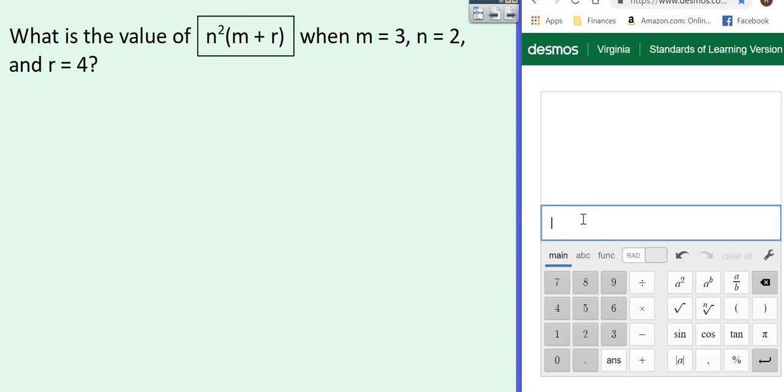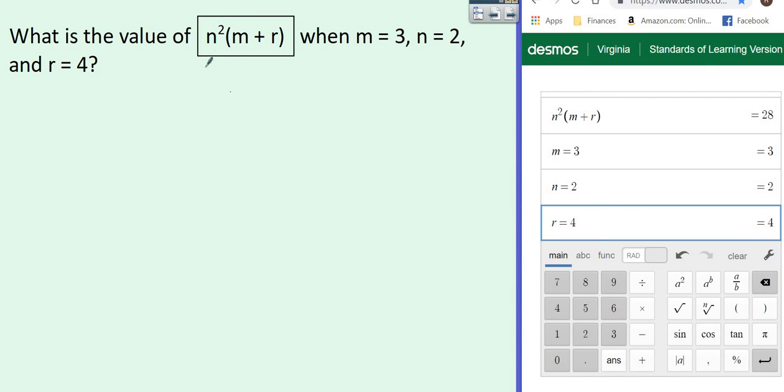So n squared, and then I'm going to open parentheses, m plus r, close those parentheses, go ahead and go to my next line, and I'm going to define my variables. M is 3. Defining variables means you're telling your calculator what they are. N is 2, and R is 4.